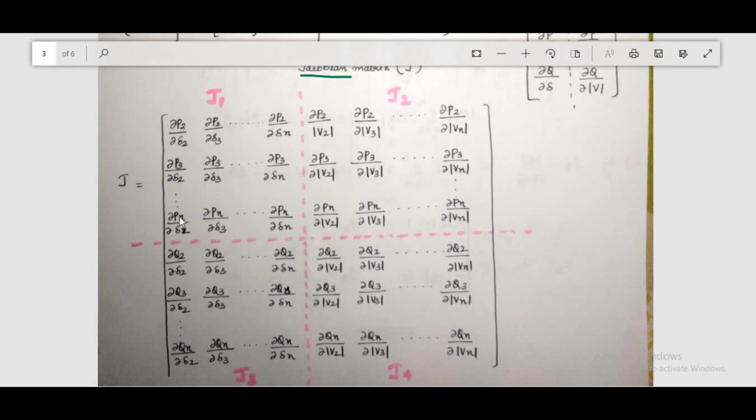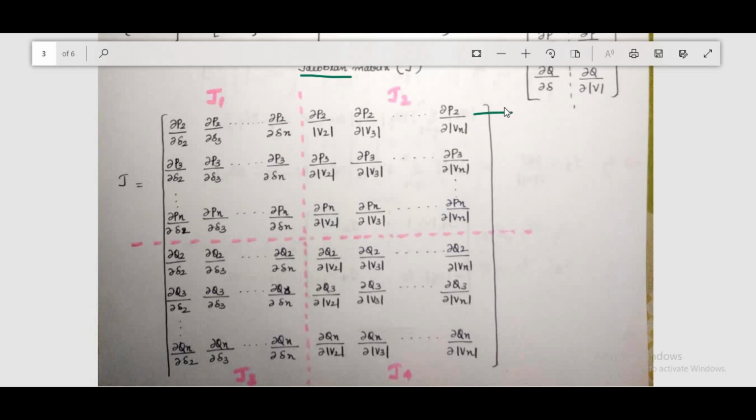Up to Pn. And how many variables? Delta 2, delta 3 up to delta n, and V2, V3 up to Vn. So each function should be derived with respect to each variable. So which are the terms? Dou P2 by dou delta 2, dou P2 by dou delta 3, up to dou P2 by dou delta n, dou P2 by dou V2, dou P2 by dou V3, etc. up to dou P2 by dou Vn.